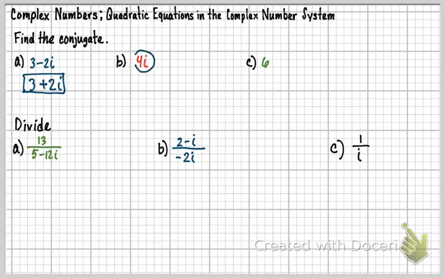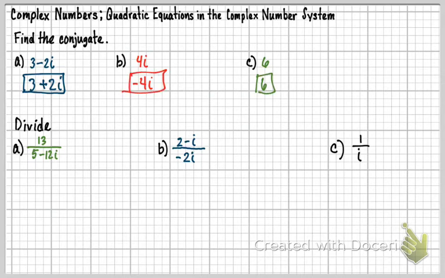This second one only has an imaginary part, so this is going to be -4i, because it's the opposite sign of the imaginary part. Now part C here, the conjugate of this is actually just 6, because for this one I can think of the imaginary part as plus 0i. It's neither negative nor positive, so I don't have an imaginary part to worry about. So it's just 6. There are our three answers for the conjugate.